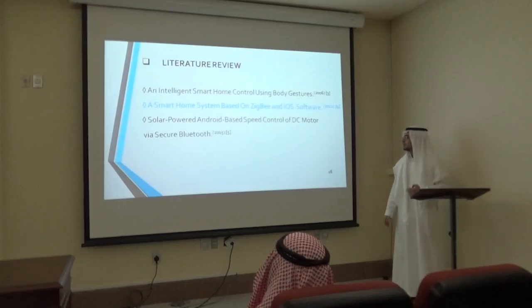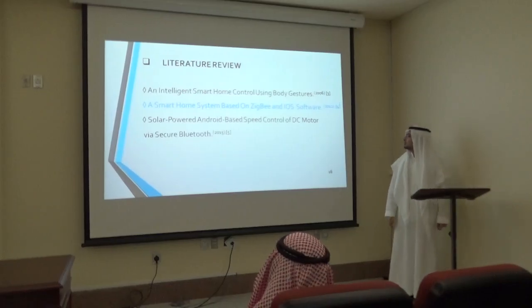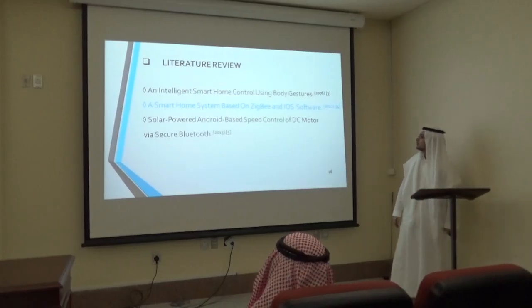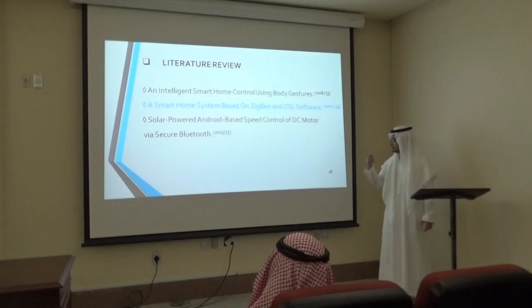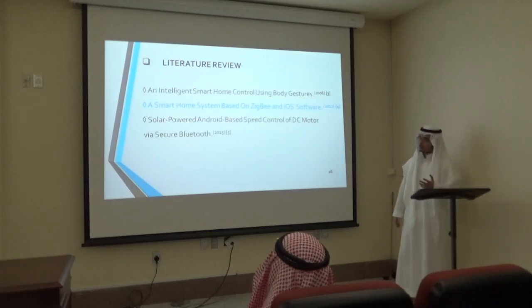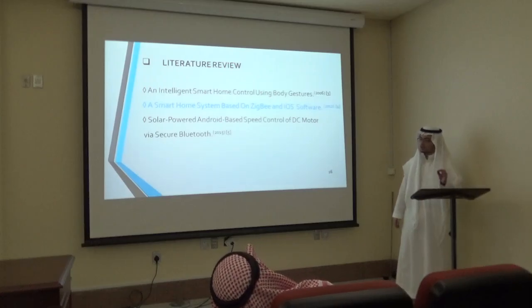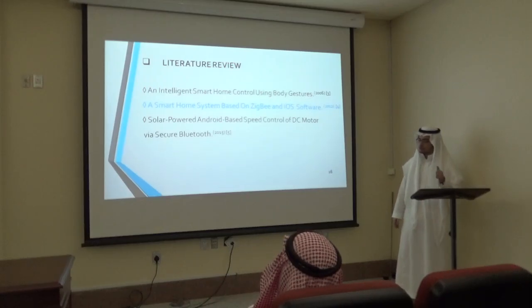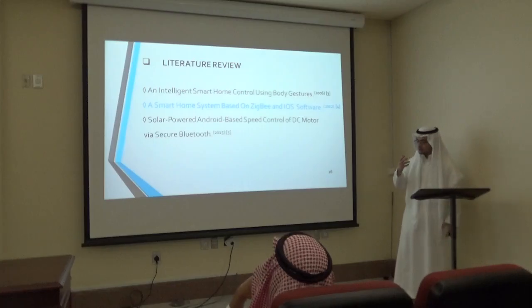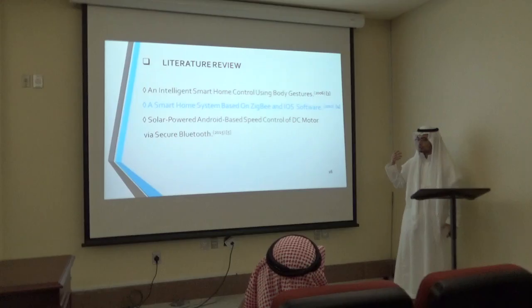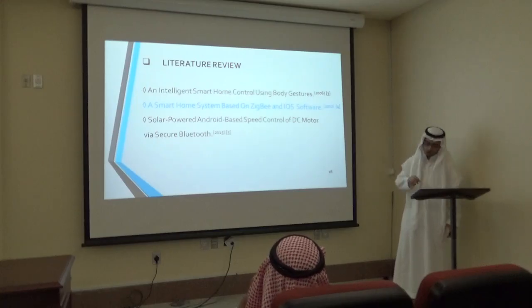So let's go to the last design, solar powered Android-based speed control of a DC motor via secure Bluetooth. This design uses the DC motor as its actuator and the Arduino as its controller. The Arduino is connected to any smartphone using Bluetooth technology to get the command from it. And the Arduino will send a signal to the motor driver, which will modify it and let the motor operate in the desired direction.